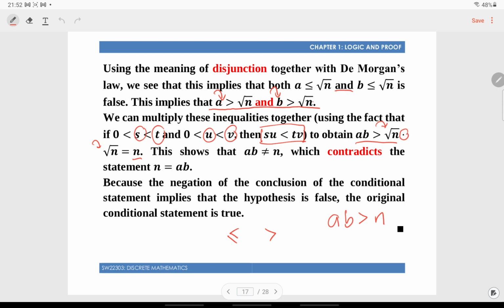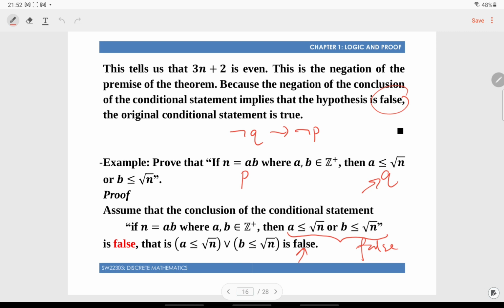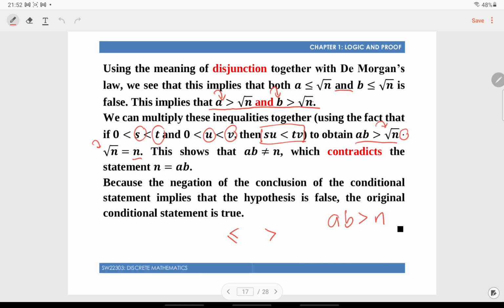Okay, now we're referring back to the original statement. In the original statement, we are given that n equals ab, but then we obtain ab greater than n. So what does it mean? That means it is a contradiction. Okay, ab is not equal to n.